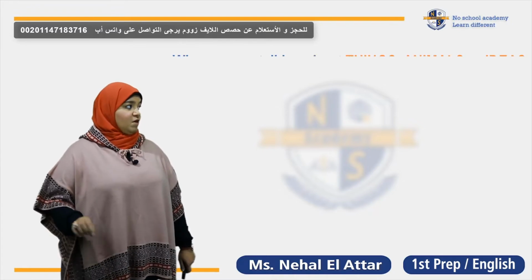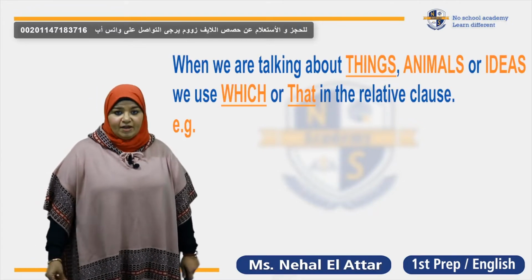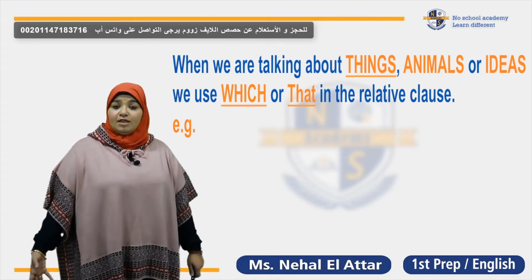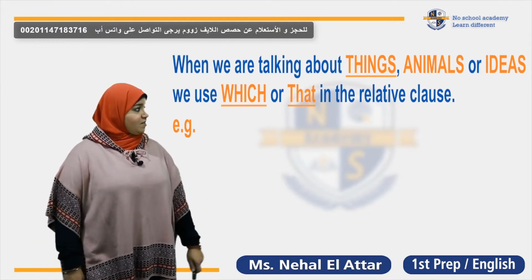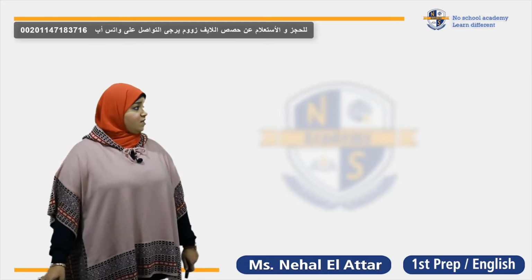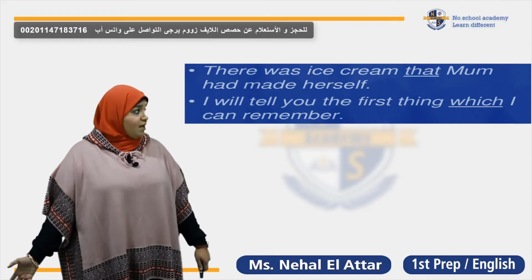Which, of course, may be replaced by that. And we use which and that to talk about animals or things, ideas, okay? Here are the examples that can make everything clear. There was ice cream, okay, that mom had made herself.